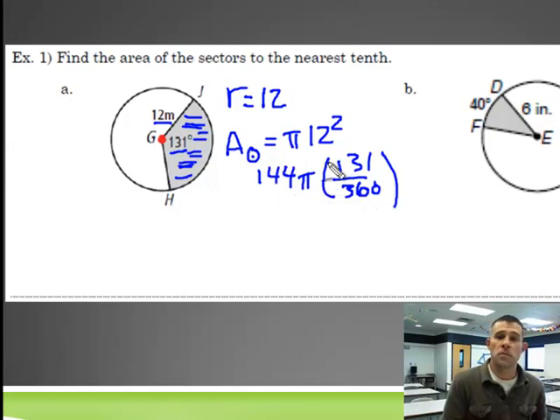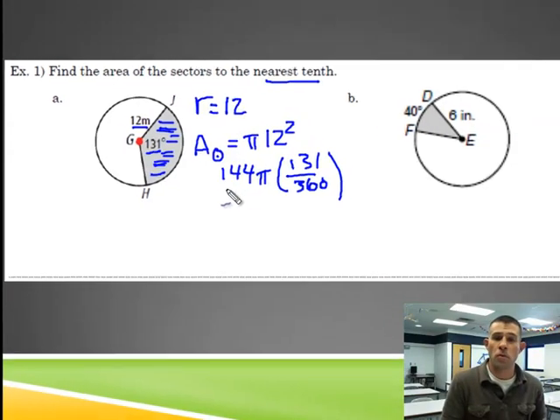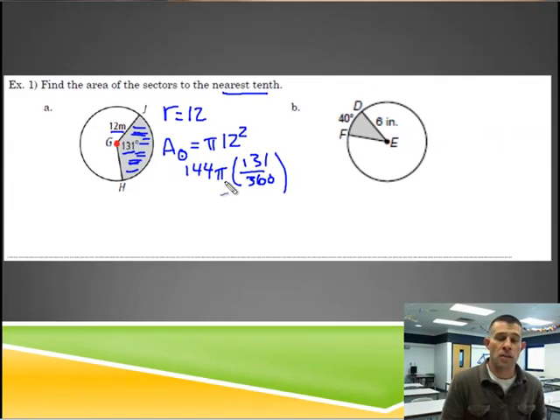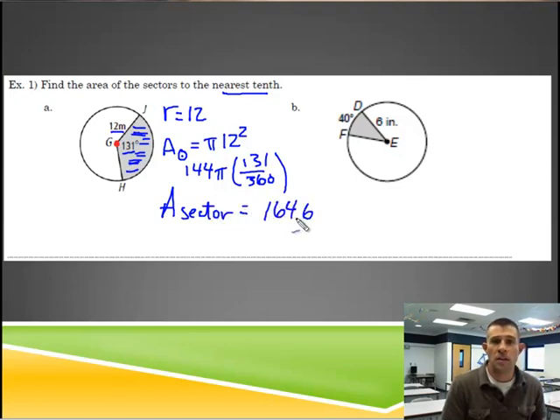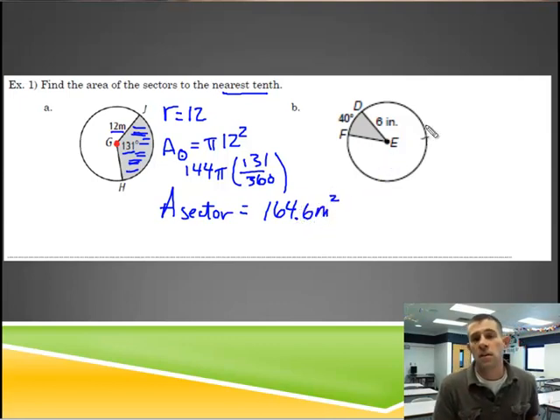Next, I'm going to multiply this all together because I want to find my answer to the nearest tenth. So 144 pi, I can insert that right into my calculator, times, and then I open up a set of parentheses and do 131 divided by 360. Close that parentheses, and I'll get the area of this sector to equal 164.6, and this is in meters squared.